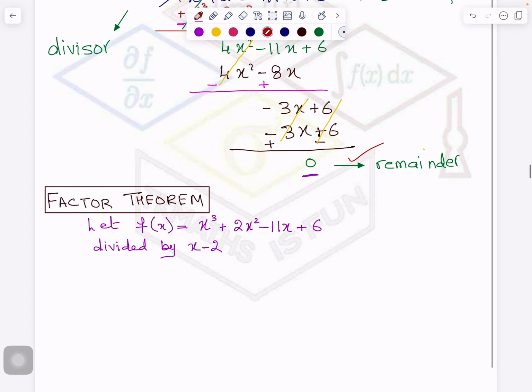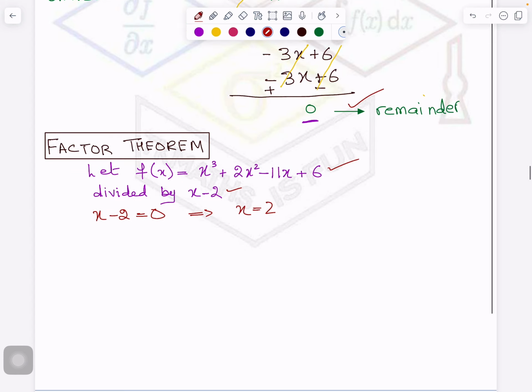Here you can see this was the polynomial given to you and this was the divisor. According to the factor theorem, you take the value of x from the divisor. Right now my divisor is x minus 2. If I put it equal to 0, I will get the value of x as 2. This value of x I will substitute in my dividend, which is the polynomial which I am dividing. So it is x cube. Instead of x, I will replace it by 2. So all the places occupied by x, I will replace them by 2.